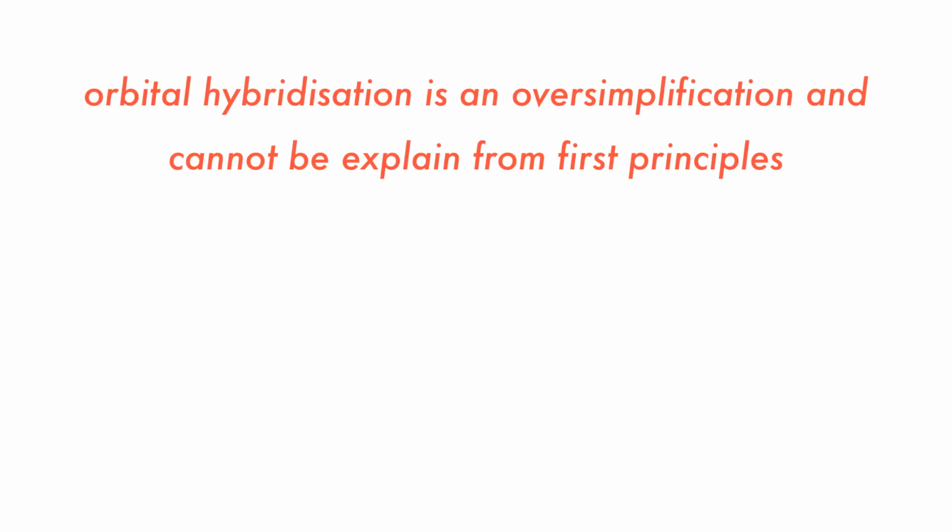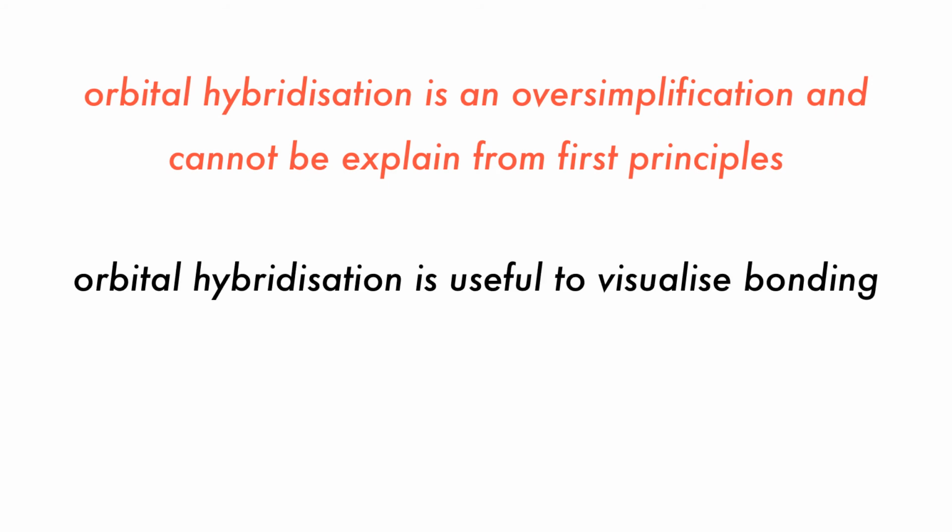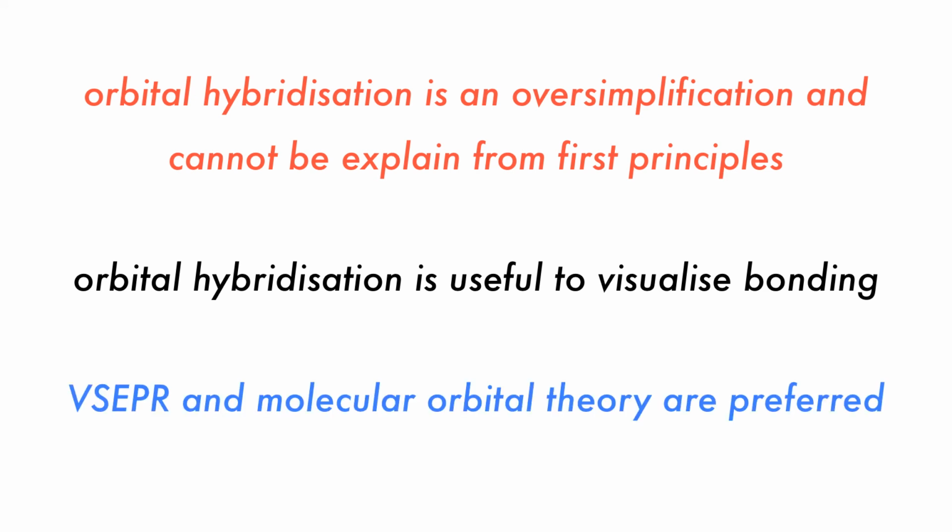It must be remembered, though, that orbital hybridization is an oversimplification and it cannot be explained from first principles. For example, it is impossible to tell the degree of orbital mixing in the water molecule. Orbital mixing and hybridization does have some use in helping to visualize bonding, however. But a better model is VSEPR, and only molecular orbital theory can provide a full picture.